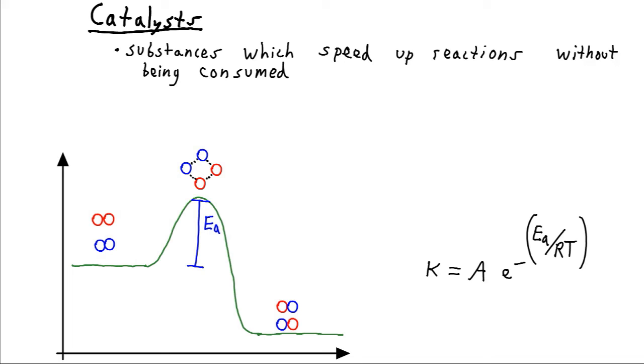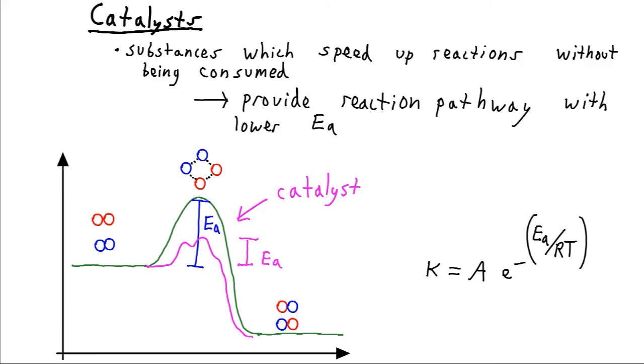A catalyst is a substance which speeds up our reaction without being consumed by the reaction. Now that means it's not consumed overall. So it might break apart during the process, but it would be regenerated by the end of the reaction. And what this does is it provides a new path with a lower activation energy than the path we had before. So a smaller Ea means that this value is going to increase.